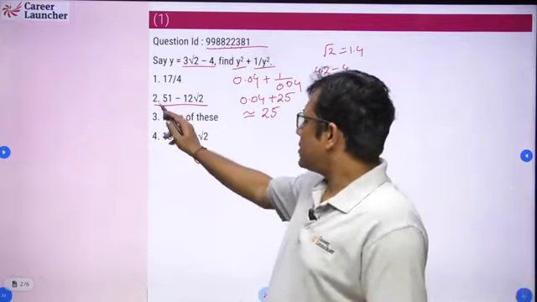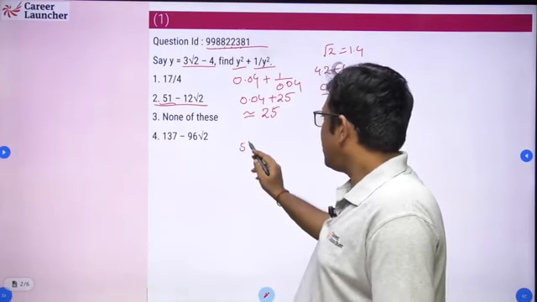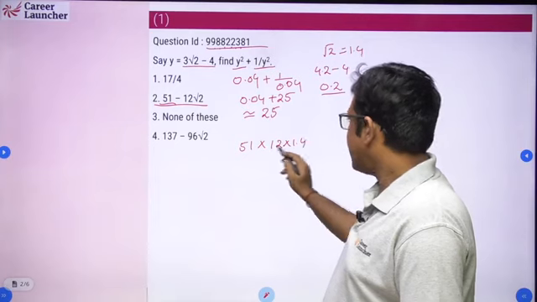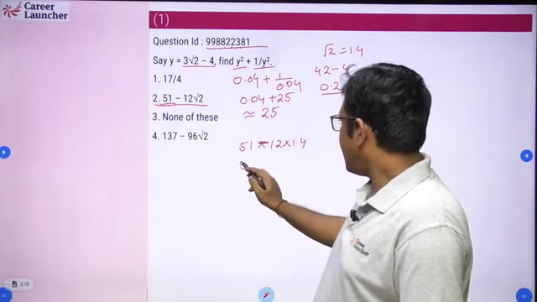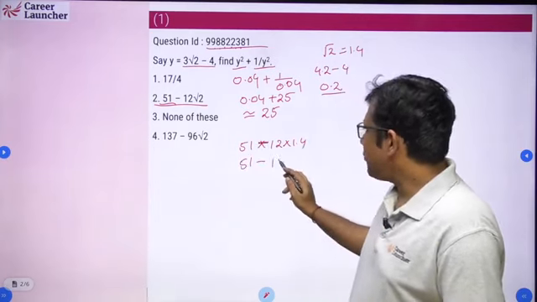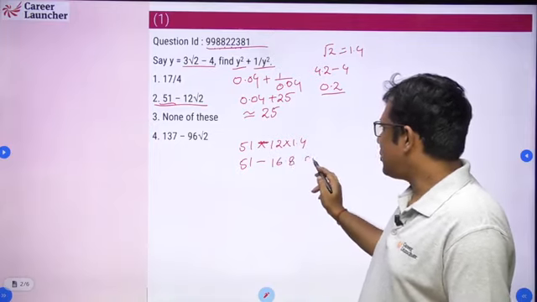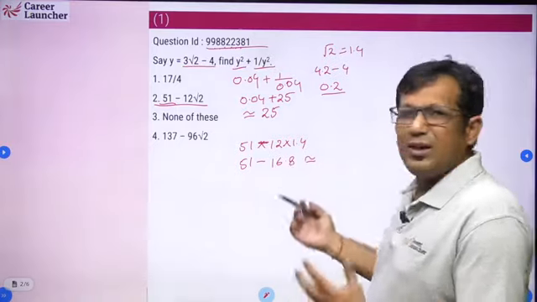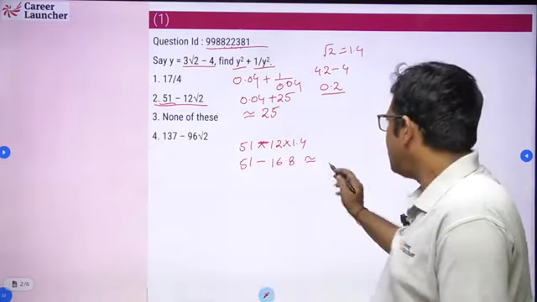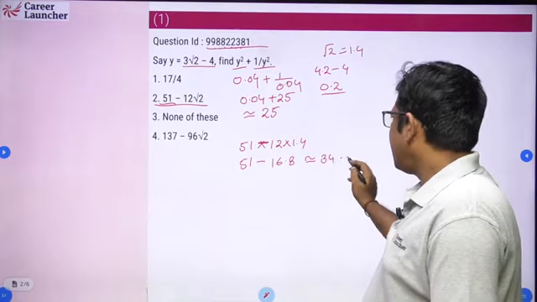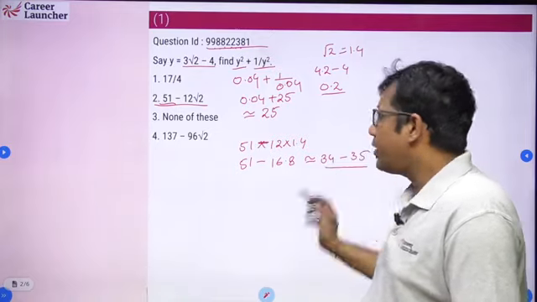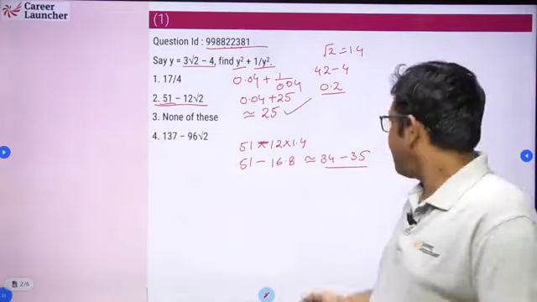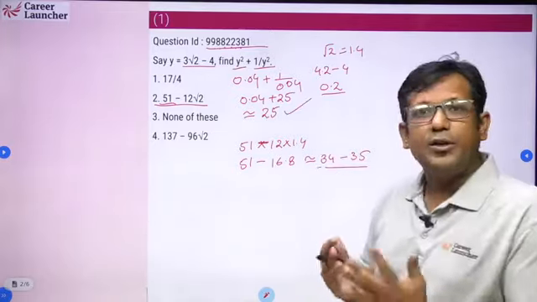Now if you calculate the given option, this is 51 minus 12 root 2, and 12 root 2 means 12 into 1.4, which is 16.8. So 51 minus 16.8 comes out to be approximately 34, 35. Our actual answer was closer to 25, and this value comes out to be 34, 35.